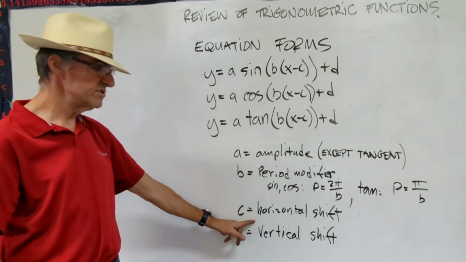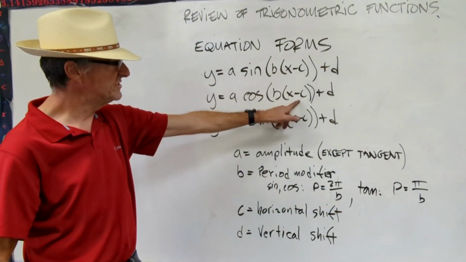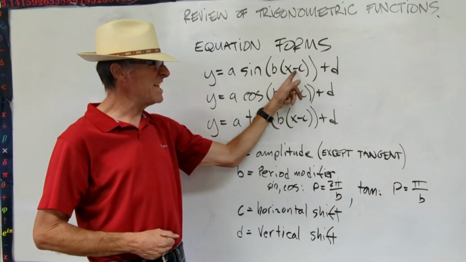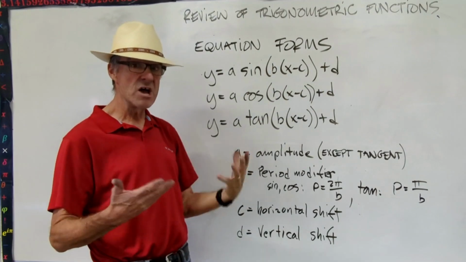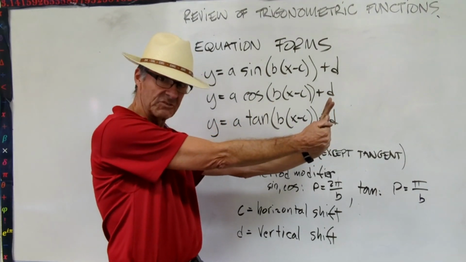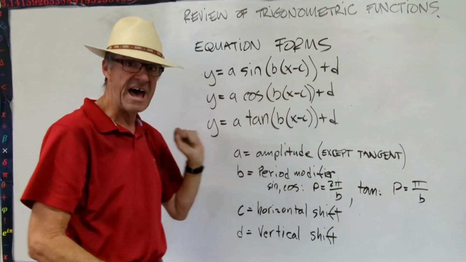Finally, we have our horizontal shift. That's our minus c in there. Tricky spot there. If you see a negative c, like negative 3 or negative pi over 2, that means the function is shifted in the positive direction. Okay, so you have to kind of go opposite of that.